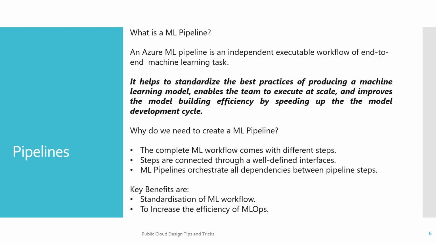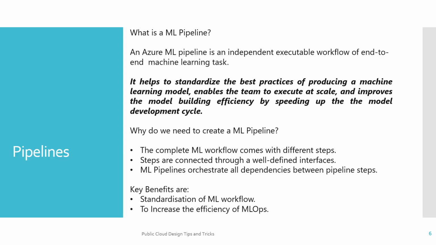Now, another important component is the pipeline. What is an ML pipeline again? In Azure Machine Learning, a pipeline is an independent executable workflow of an end-to-end ML task. That is how you can define it. It helps to standardize the best practices of producing a machine learning model. It enables the team to execute at scale, and it helps to improve model building efficiency by speeding up the model development life cycle. That is how you can define the capability of a pipeline.